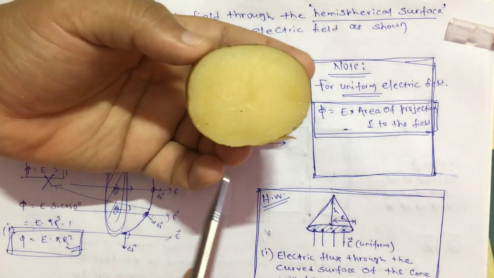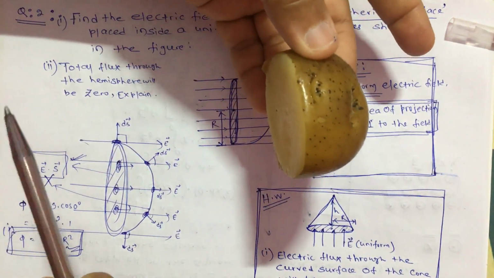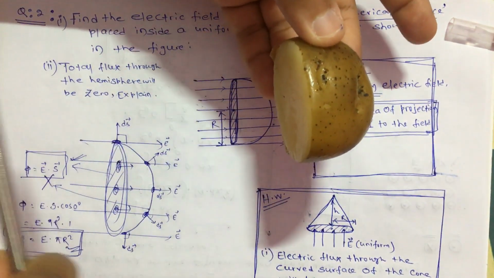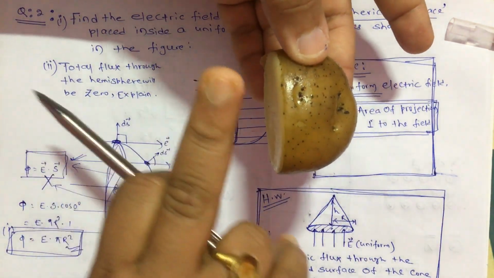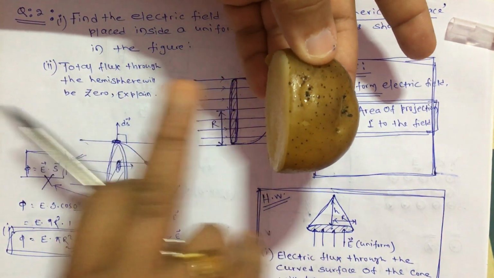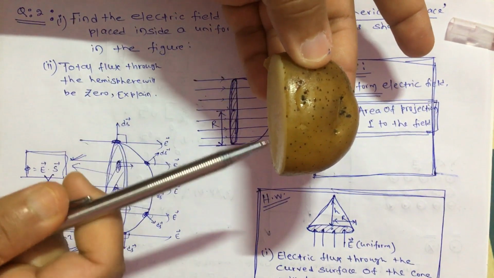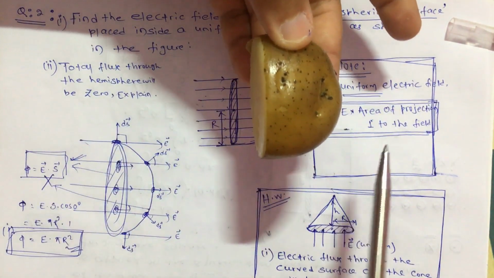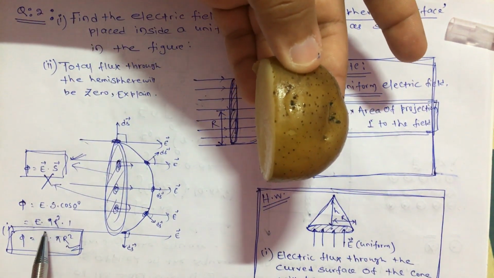Like in this case, this is the area of projection, or it is kept like this and you are looking from this side. From this side if you look, this is not going to be visible to you, this flat surface is going to be visible to you. So, I have to find out this projected area, and I have to multiply that area with the given electric field, as we have done here.